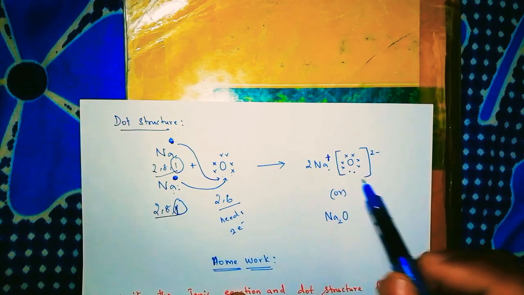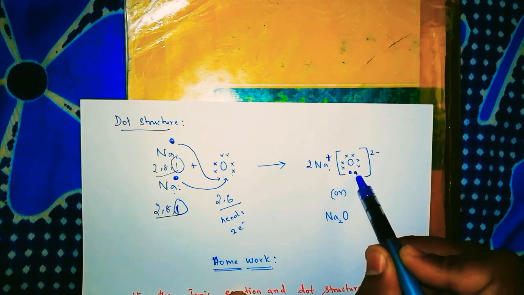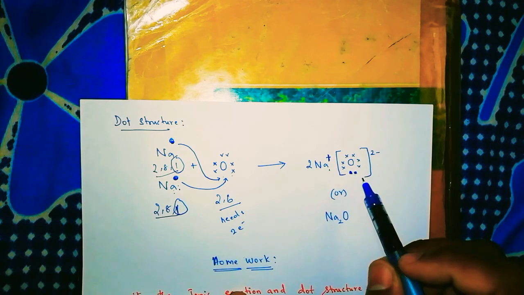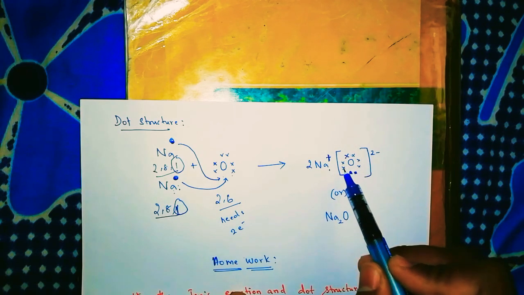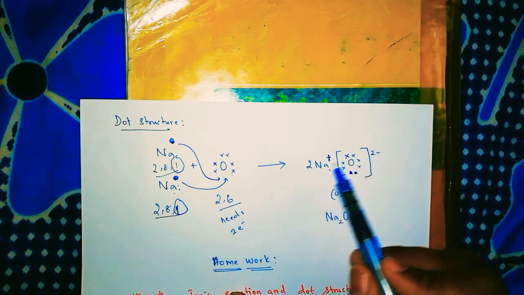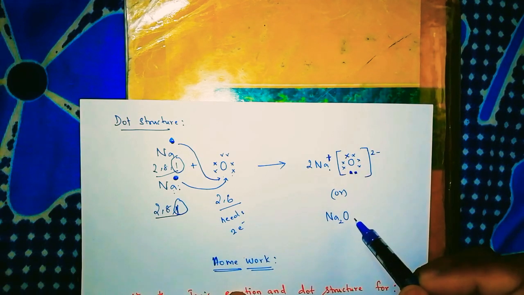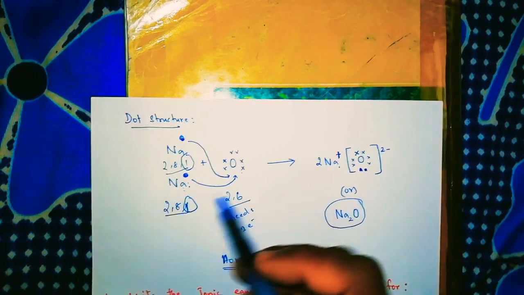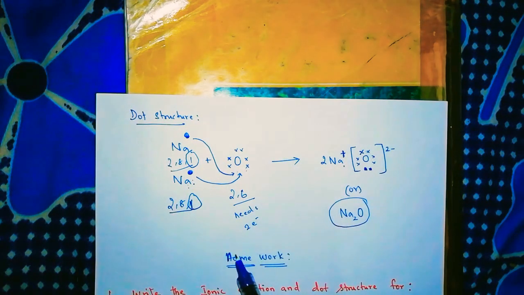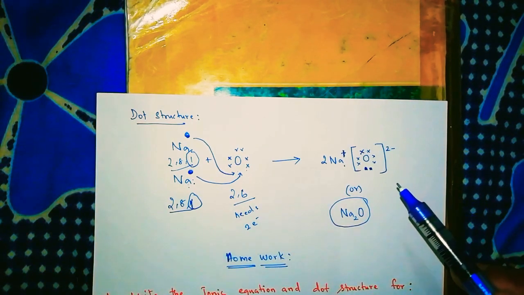So I write plus. And then after receiving an electron from each sodium, oxygen, which already has 1, 2, 3, 4, 5, 6 electrons, after receiving 2 electrons from the sodiums, becomes 2 minus. So either you can write like this also, Na2O. But this is the dot structure. In the exam, this is also one of the very important questions.